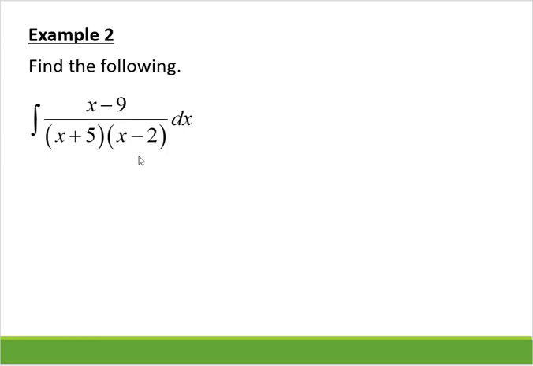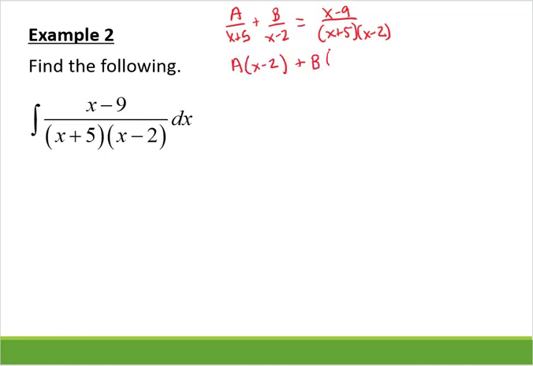So now find the following, okay? So we need to find our A and our B. So remember, I'm going to do my work for that up here. A over x plus 5 plus B over x minus 2 is equal to x minus 9 over x plus 5 times x minus 2. So A times x minus 2 plus B times x plus 5 is equal to x minus 9.